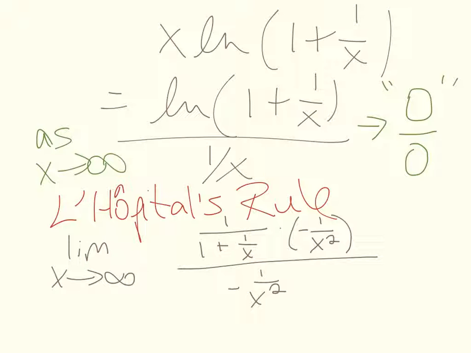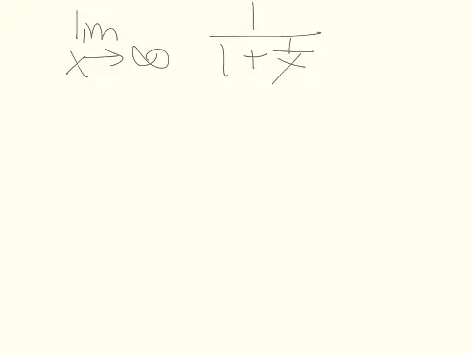So take a look at what we have here. It looks a little bit messy, but I have a negative 1 over x squared in the numerator and a negative 1 over x squared in the denominator. Anything over itself is 1, so those two things cancel out. So now I'm left with the limit as x goes to infinity of 1 over (1 plus 1 over x). And now as x goes to infinity, this piece goes to 0, and my entire limit, therefore, is equal to 1.